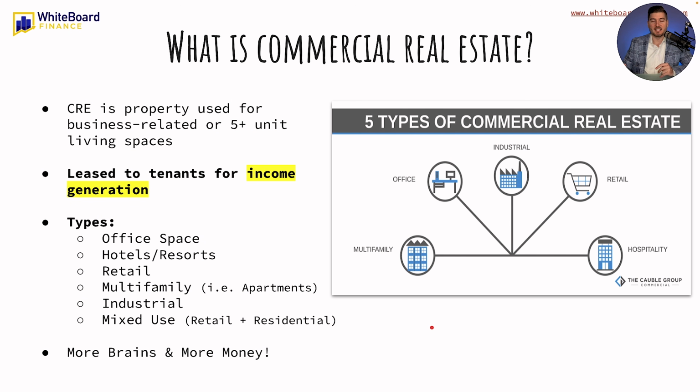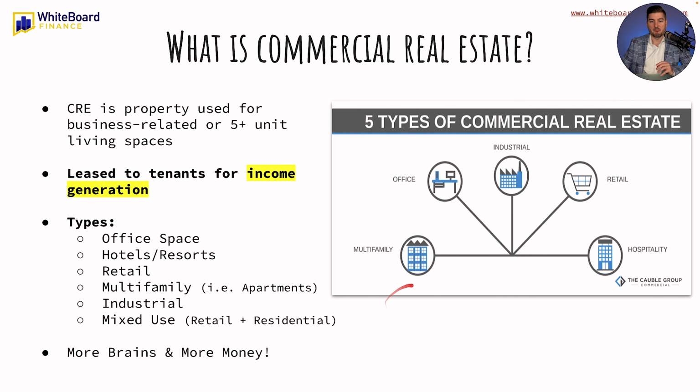So what is commercial real estate? Commercial real estate is property used for business-related activities or a 5+ unit living space. Anything in residential is considered 1 to 4 units, so single-family home up until a quad, at least with financing it is. And then 5 and above is now considered commercial. So what is the whole point of these properties? Why do people invest or build commercial real estate? Well, it's because it's leased to tenants for income generation. These are income-producing properties.